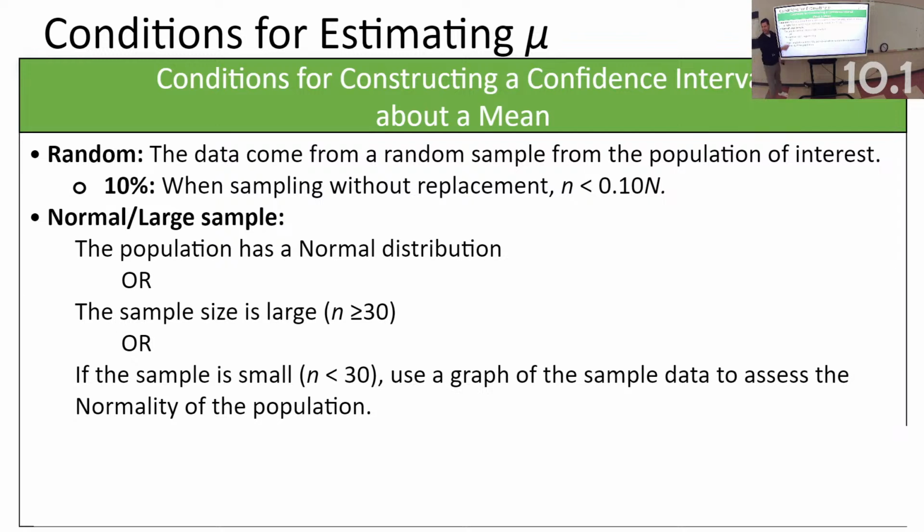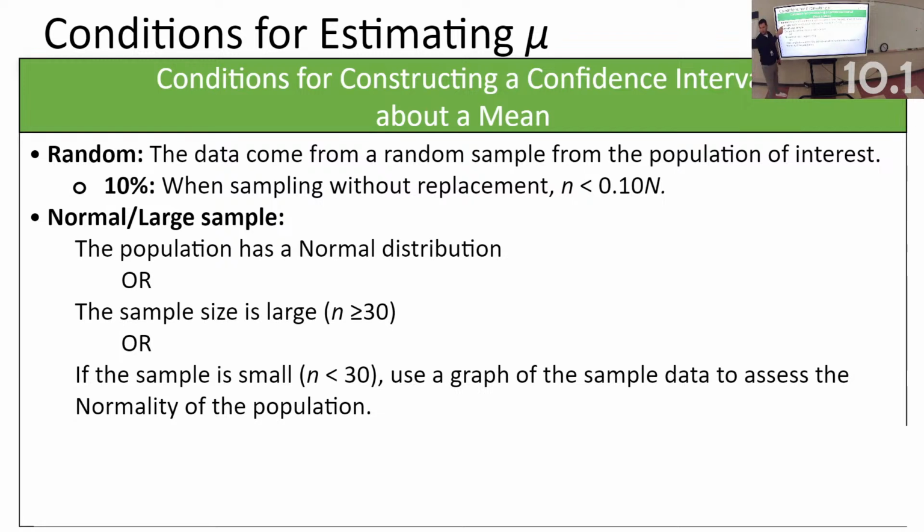One of those three has to happen. If one of those three does not happen, I cannot calculate that T critical value. If I don't know what the population looks like and my sample size is less than 30 and I graph that sample data and it's bad, I can't do these. Okay? One of those three will happen.